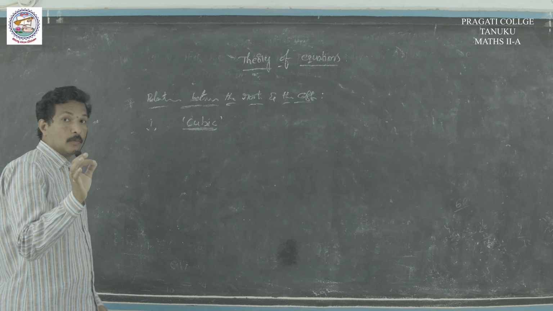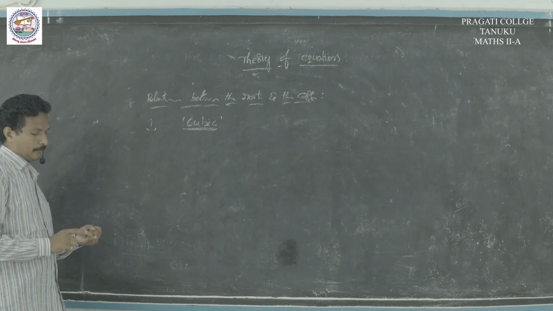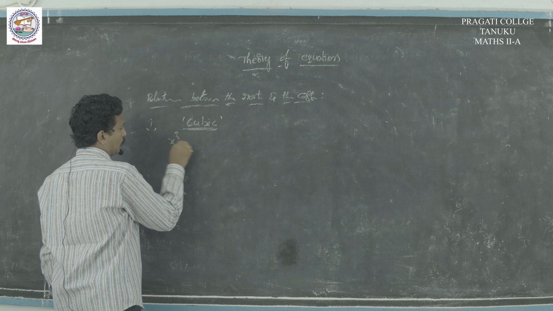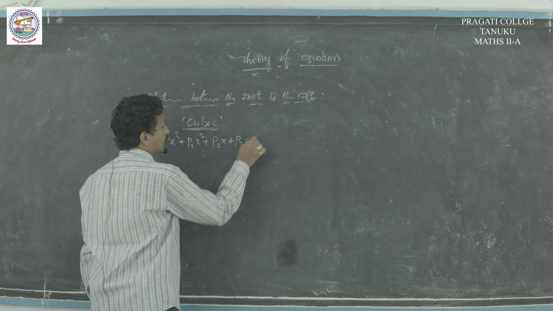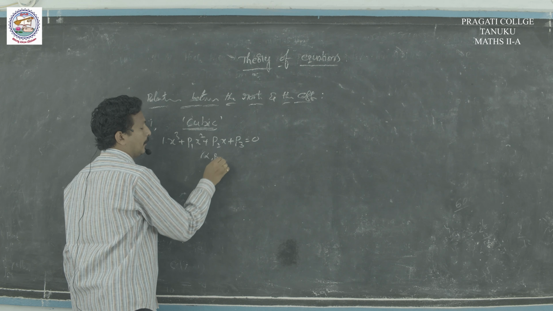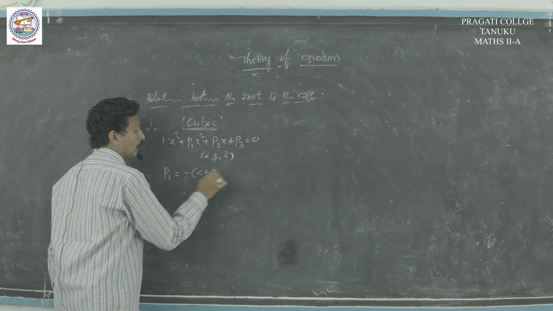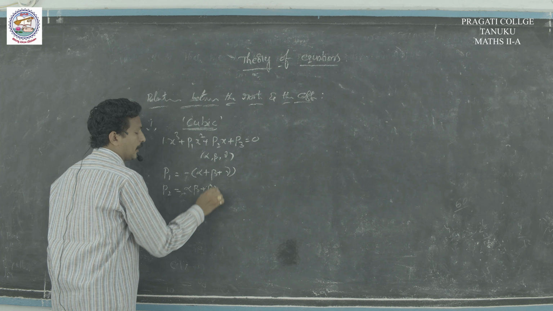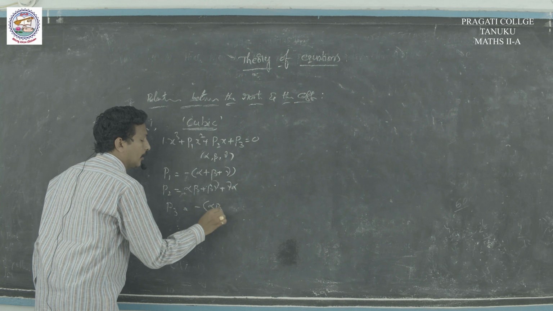Cubic equation means x cube plus p1 x square plus p2 x plus p3. Here the coefficients are p1, p2, p3, whose roots are alpha, beta, gamma. Then the relation between them is P1 is equal to minus of alpha plus beta plus gamma. P2 is equal to alpha beta plus beta gamma plus gamma alpha. P3 is equal to minus alpha beta gamma.